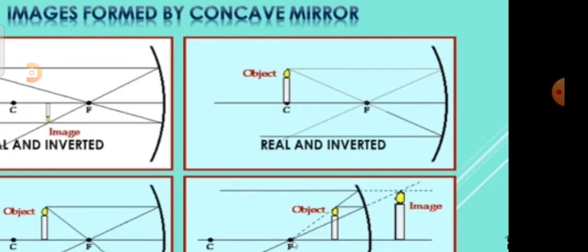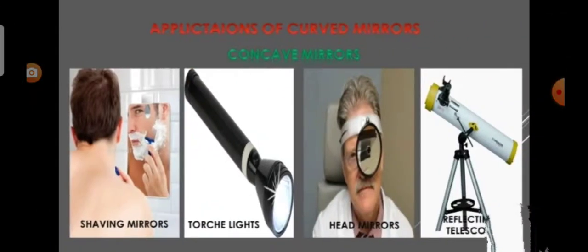If the position of the object is at F, the position of the image is at infinity, the image size is highly magnified, and the nature of the image is real and inverted. If the position of the object is between F and P, the position of the image is behind the mirror, the image size is magnified, and the nature of the image is virtual and erect.